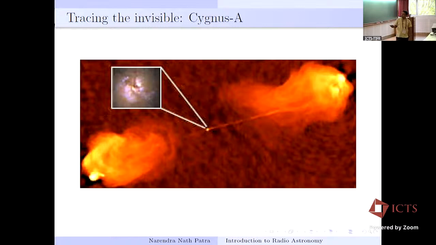This is a central black hole accretion disk, and you see this radio jet coming up from it. Now, if you see the optical image of this galaxy, you will see only this central part. You will not see the jet. These are highly energetic particles coming out.